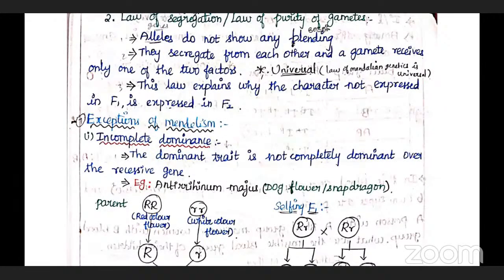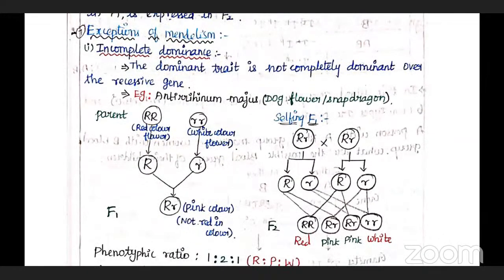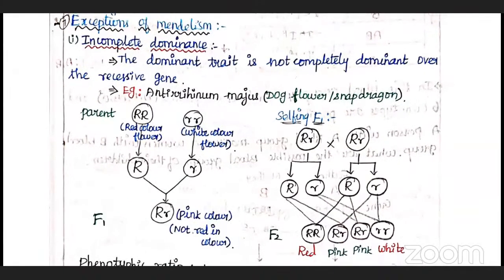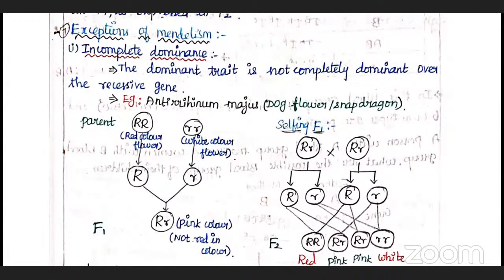The next one is the exceptions of Mendelism. First one is incomplete dominance. Just now, in the monohybrid cross, we saw only two kinds of character: one is a dominant one, another is a recessive one. Expressing is dominant, not expressing is recessive. Exception means some cases are an exception. That is a very rare case. First one is incomplete dominance, another one is co-dominance. Today we will discuss only incomplete dominance. Co-dominance we will discuss tomorrow. The last small subtopic is incomplete dominance.